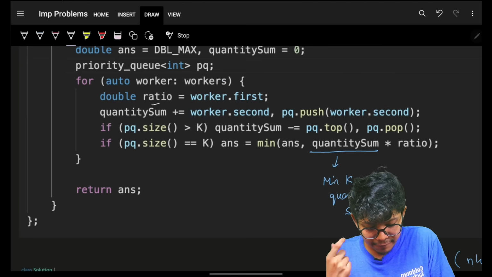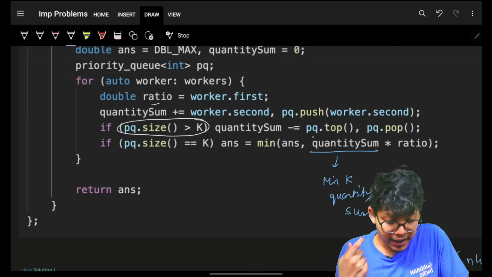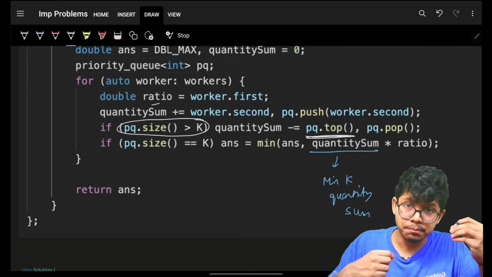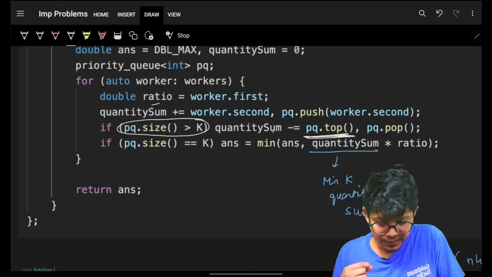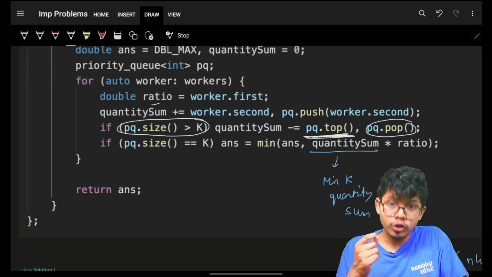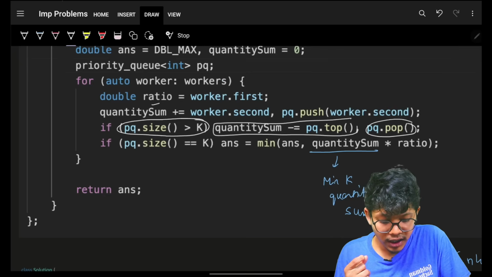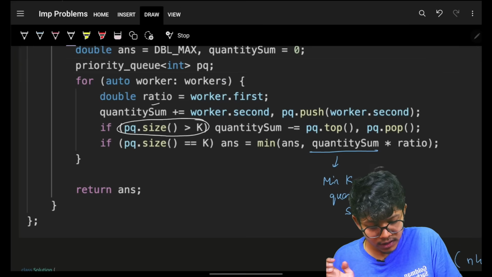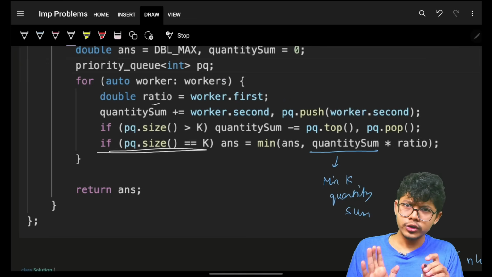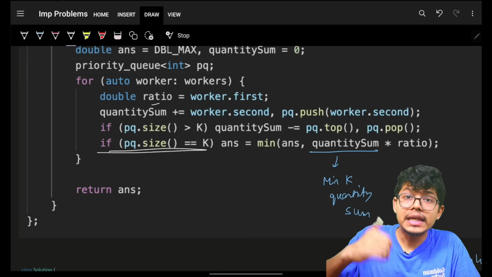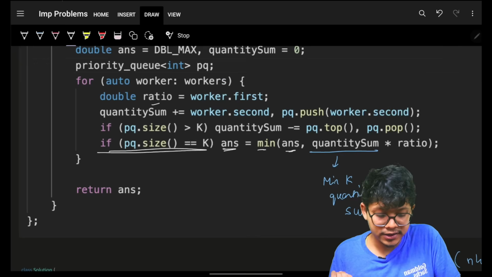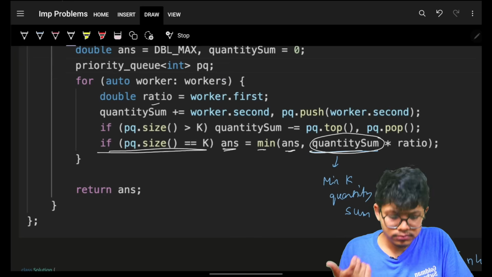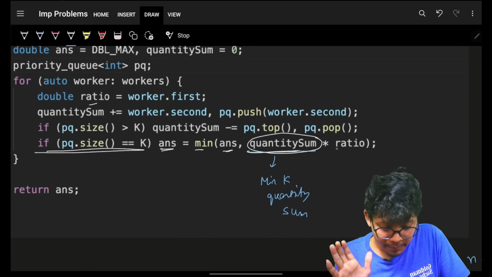Then I check if the priority queue size has become more than k, and remove the topmost, basically the maximum quality person from my priority queue. If you remove it, make sure to also subtract his contribution from the quantity sum variable, because that is maintaining the sum of my priority queue. Now check if the size is equal to k, which means you have got the k employees, and try to minimize your answer. Answer is equal to the minimum of answer and the quality sum multiplied by the ratio.